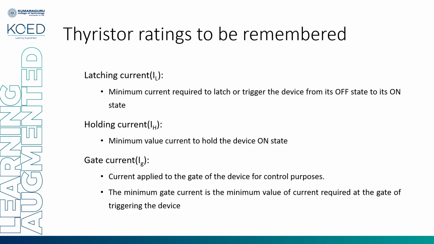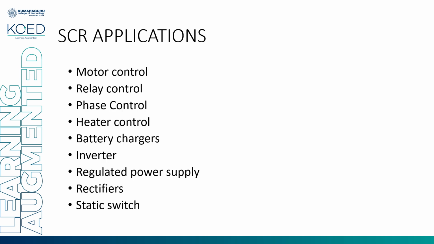And finally it is the gate current. It is nothing but the current applied to the gate of the device or control terminal. So it signifies the minimum value of current which is used for triggering the device.